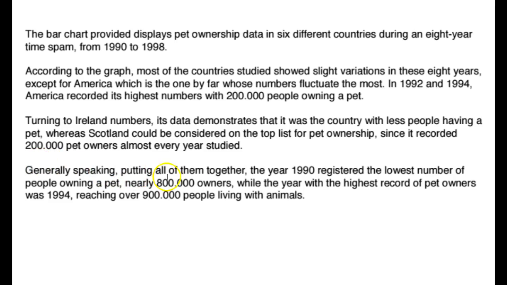Generally speaking, maybe not this, but generally speaking, the year 1990 registered the lowest number of pet owners at almost 800,000. While the year with the overall highest number of pet owners was 1994, reaching over 900,000 people living with animals.